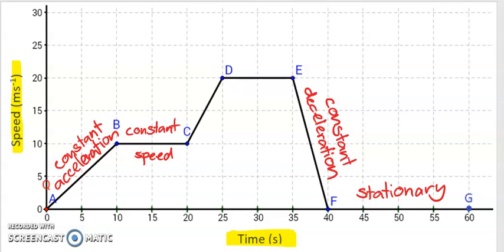Alright, so now you know what the different lines of a speed time graph mean. The upward sloping line, constant acceleration, a horizontal line, constant speed, downward sloping line, constant deceleration, and a line at 0 is stationary. Now these are different to what's on a distance time graph, so make sure you do pay careful attention to what's on that y-axis. Check whether it's speed or distance you're looking at.